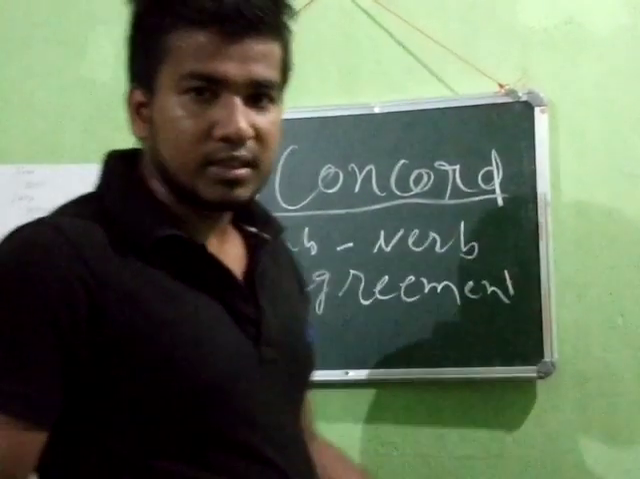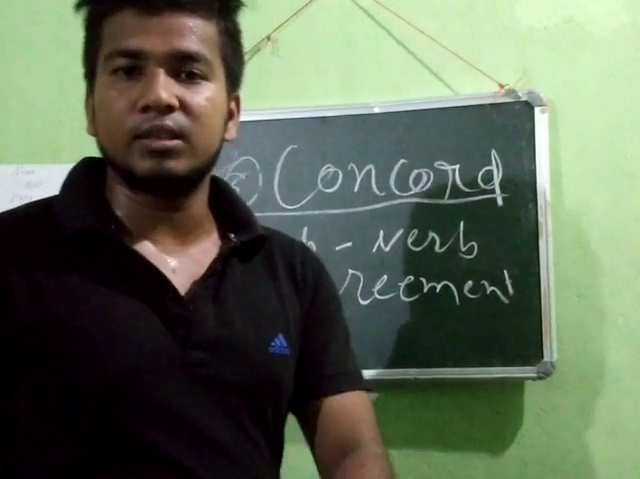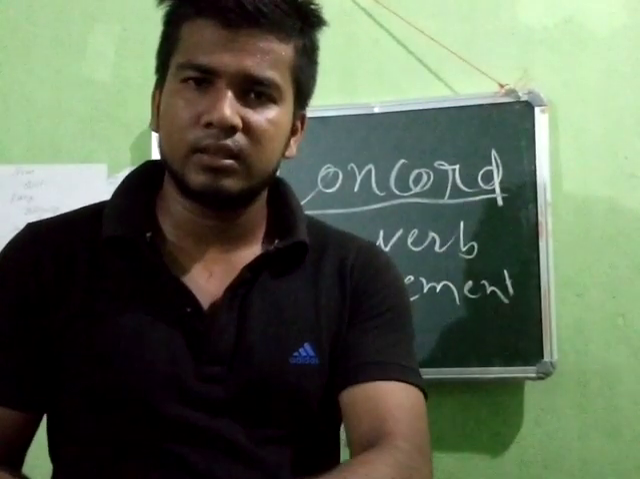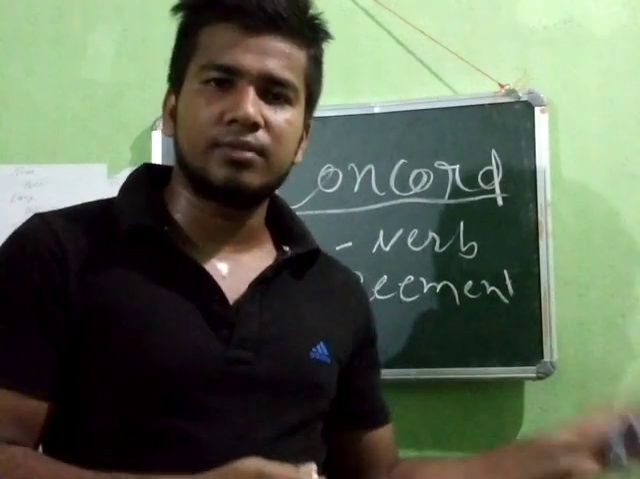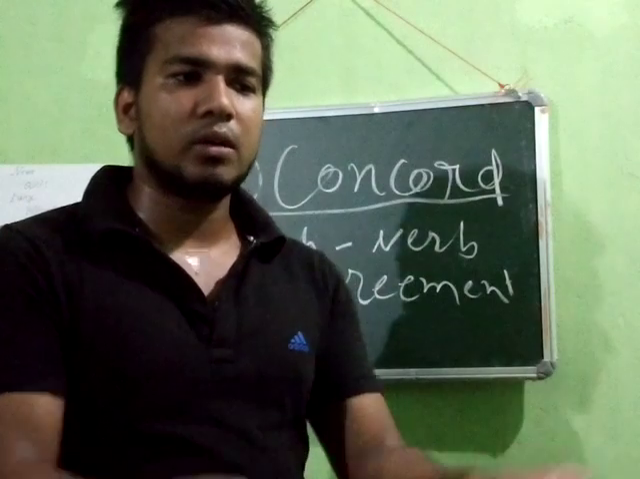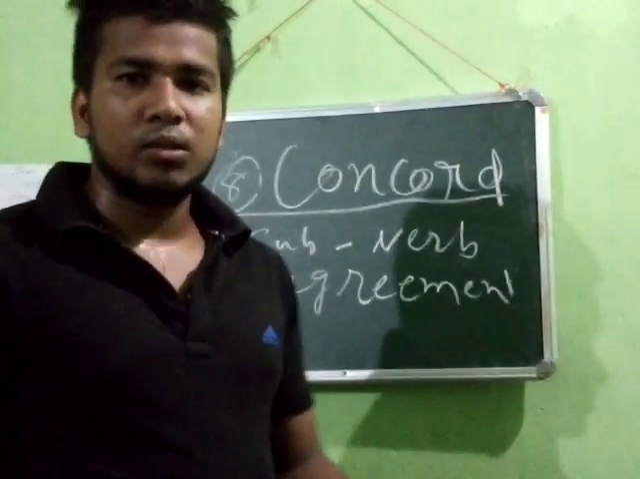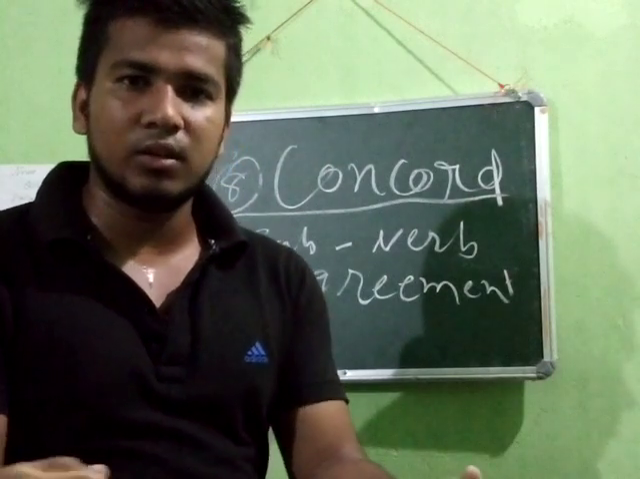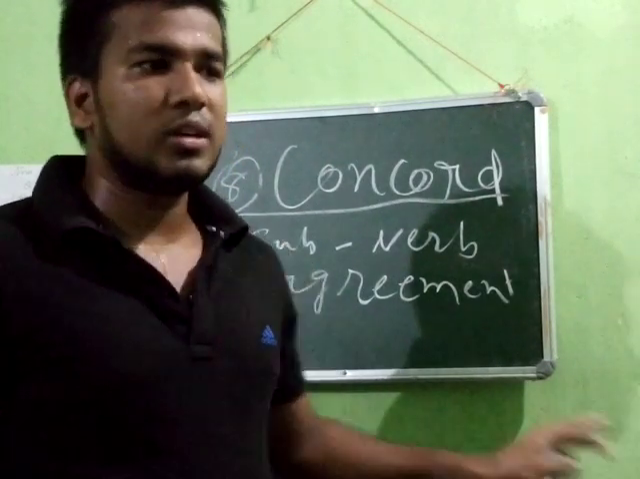So concord is subject-verb agreement. For example, if I say, "I eat rice, you and me are the friends." So here, the relationship or the agreement between the subject of a sentence and the verb of a sentence is called concord. So concord are 2 types.